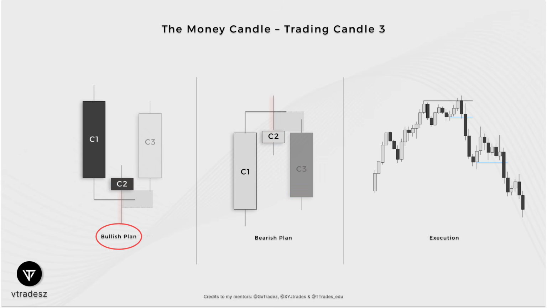Bullish plan. We want candle 3 to open, trade down slightly into the upper half of candle 2, and then expand higher. Bearish plan. We want candle 3 to open, trade up slightly into the lower half of candle 2, and then drop. Execution. We drop to a lower time frame. We wait for a change in state of delivery to confirm that the daily wick is finished, then we enter.